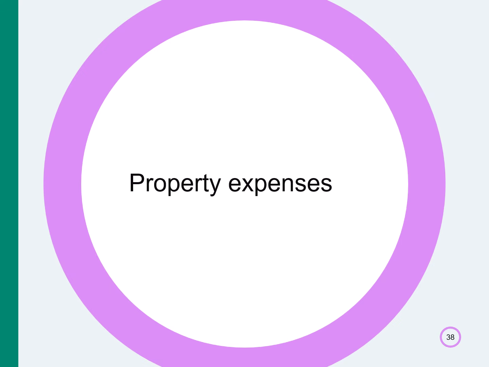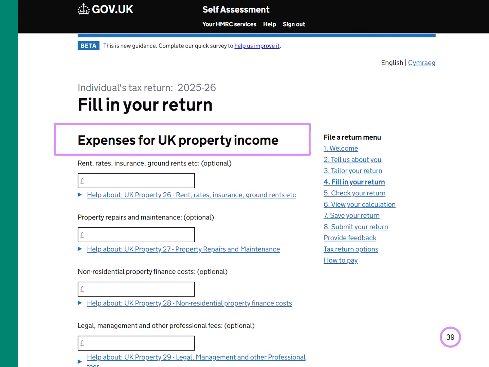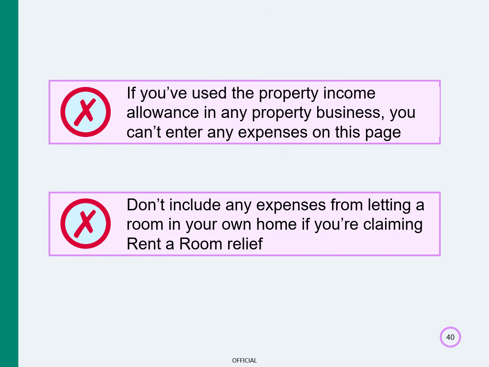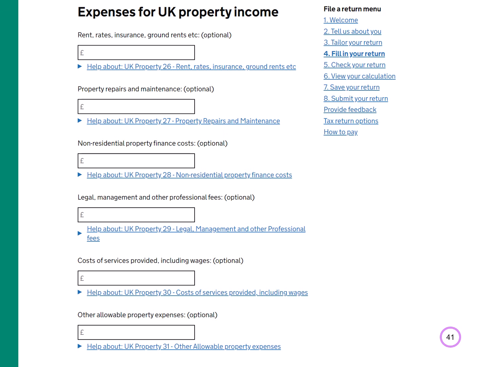Let's move on to property expenses. This page is for any allowable expenses for your property business. If you've used the property income allowance for this or any other property business, you can't enter any expenses on this page. Also, don't include any expenses from letting a room in your own home if you are claiming rent-a-room relief. There are boxes for you to show the different types of allowable expenses. The Help About links tell you what to include in each box. There's also links to HMRC YouTube videos.